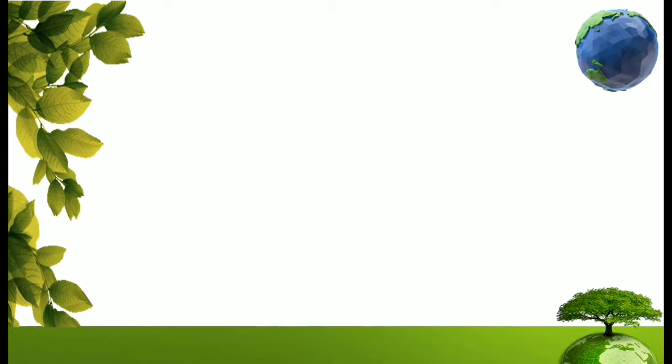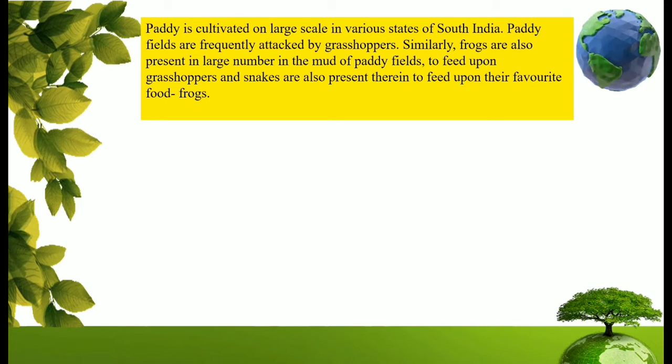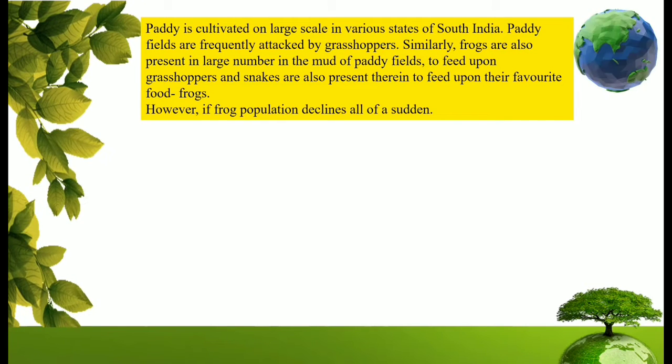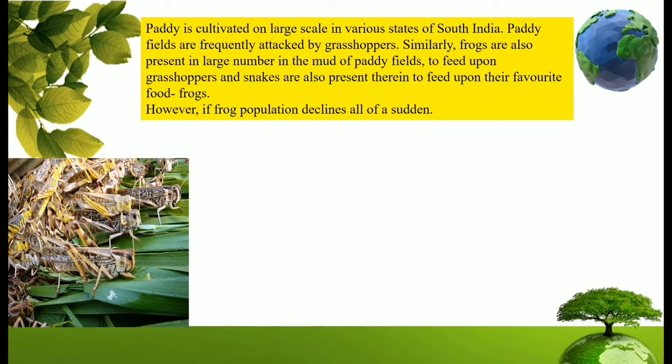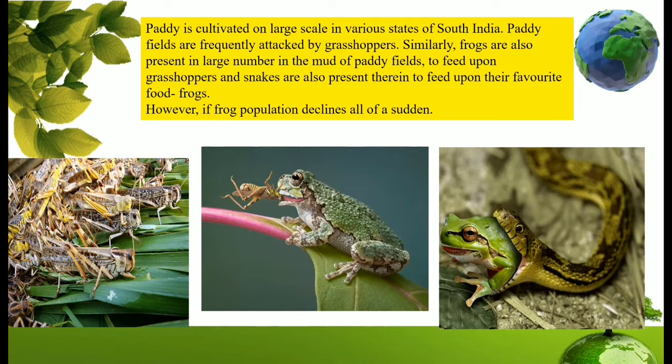Now, previously in our slides, we have seen that each and every factor in the food chain and the food web is extremely important. Now, suppose there is a paddy field where you have a large cultivation of crops, and this paddy crop is cultivated in a large amount in various states of South India. Now, paddy fields are frequently attacked by grasshoppers. Similarly, frogs are also present in large numbers in the mud of paddy fields, who feed upon the grasshoppers, and snakes are also present therein to feed upon their favorite food, that is the frogs.